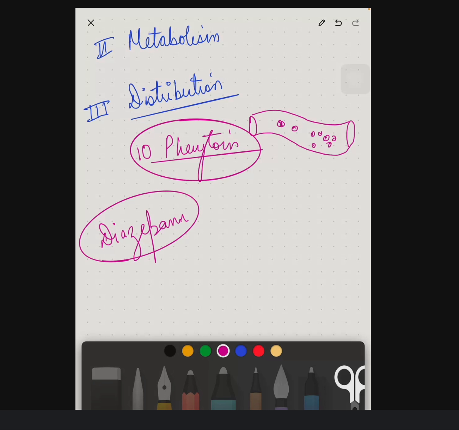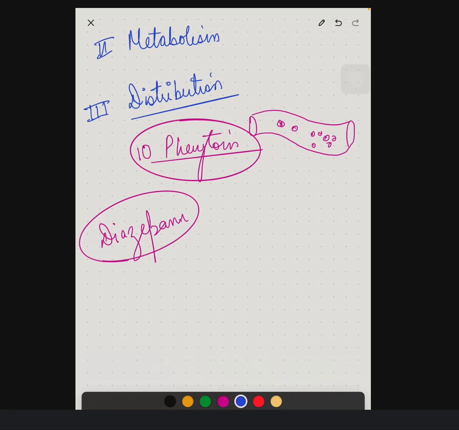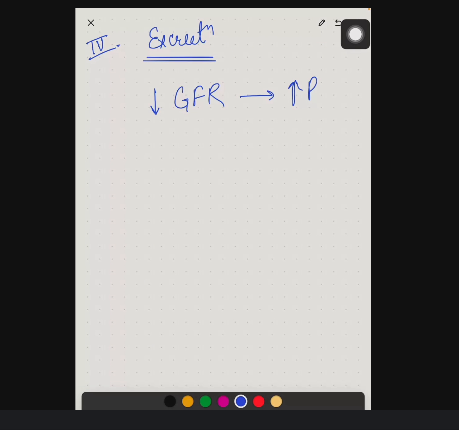The third and final phase a drug goes through is excretion. Excretion is also affected by different drugs. How can it be affected? Any drug that changes the GFR, the glomerular filtration rate, can affect the excretion of the drugs present in the blood. A drug which decreases GFR is going to increase the plasma concentration of other drugs, in general. So output is decreased, and the drug that is free floating in the blood is going to stay in the body.